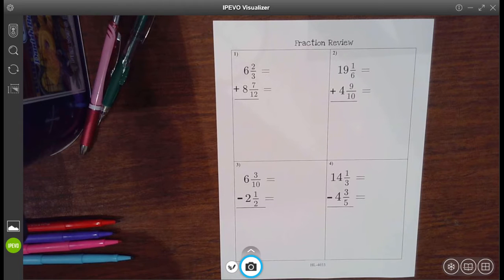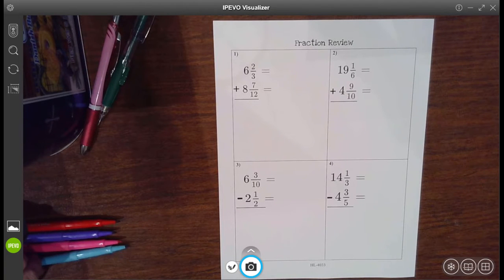With that being said, you can always pause the video at any point in time, try it yourself, and then unpause it to double check if you got it right. Let's go ahead and practice the first one.